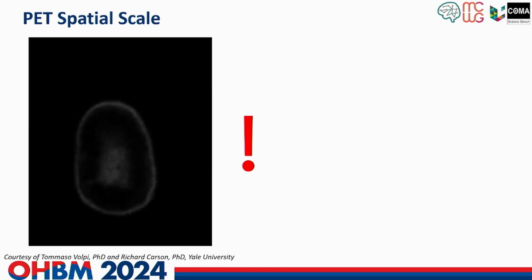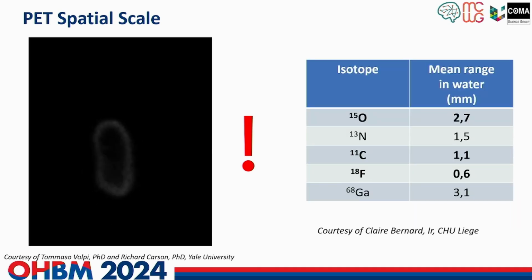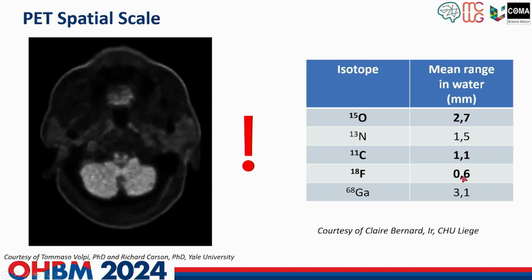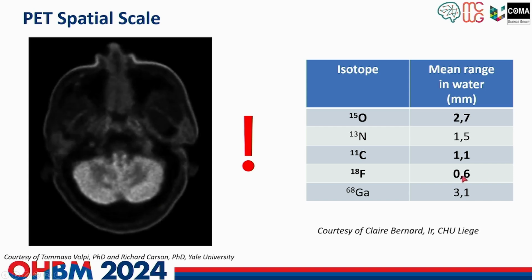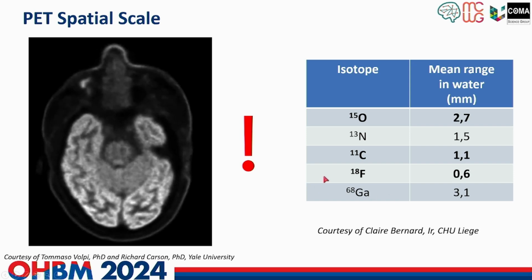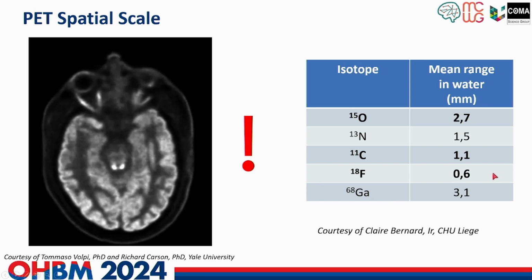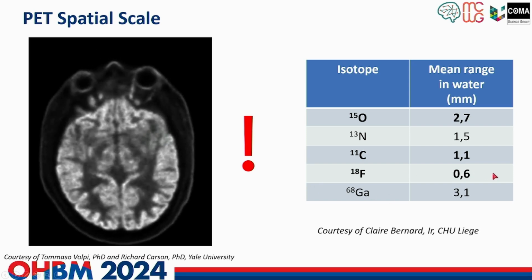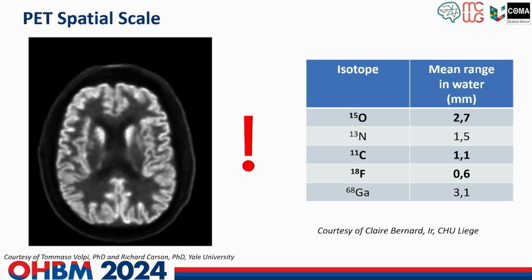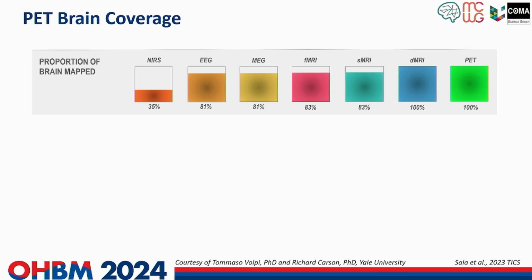How much can we go down with technological improvement? There is a physical limit, which is the distance that our isotope can travel in the brain before being annihilated, which for fluorine tracers, for example, is 0.6. So it's hard to go well below this because of the physics behind PET itself. But I mean, not bad, I would say.